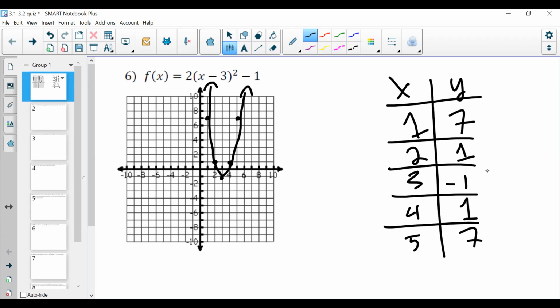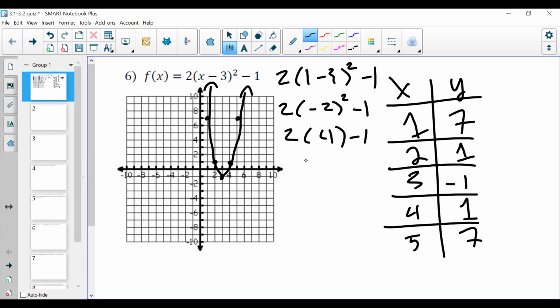Oh, the ones on the y's? So the x's, I'll plug them in. For 1, I would have 2 times (my x value of 1 minus 3) squared minus 1. 1 minus 3 is -2. So you have 2 times (-2) squared minus 1. (-2) squared is 4. 2 times 4 is 8, 8 minus 1 is 7. So you're just plugging these x's into the equation. Any other questions here? Are we okay? All right, good.